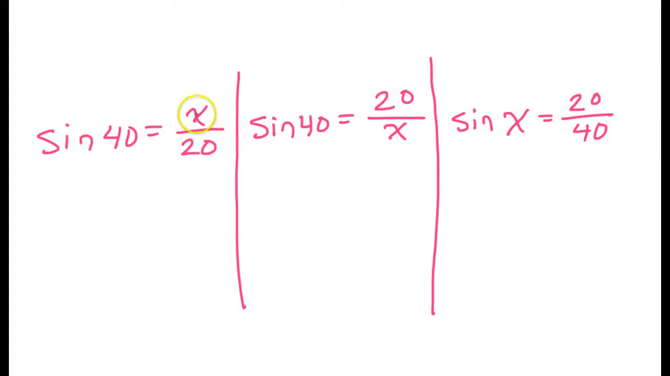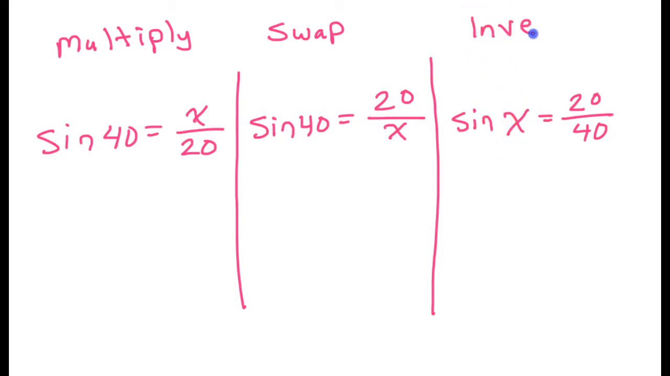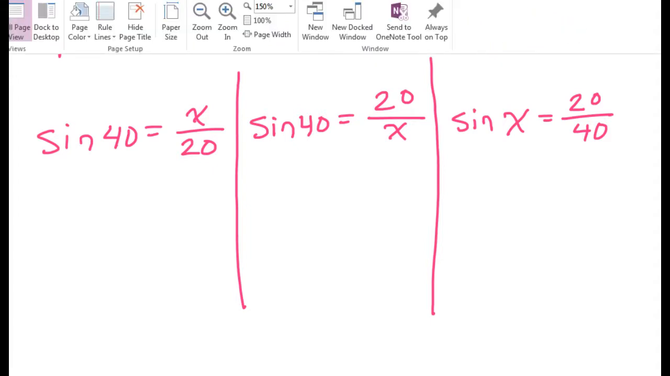So when the variable is in the top, we're going to multiply. Okay, when the variable is in the bottom, we are going to swap. And when the variable is inside the trig function, we are going to perform the inverse. Okay, what in the world am I talking about?